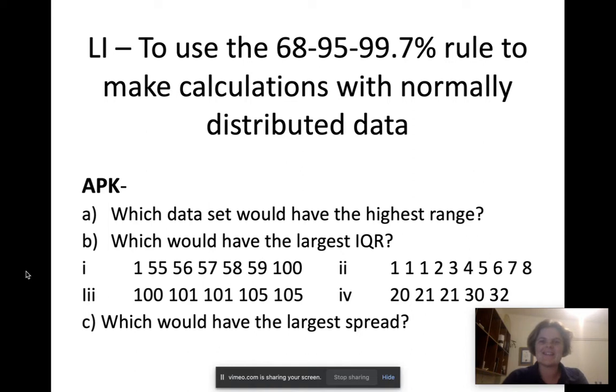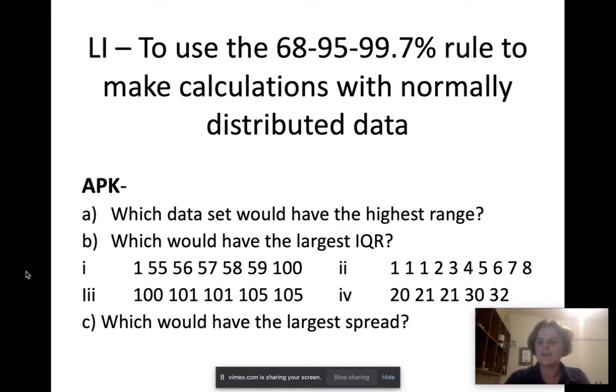Today our learning intention is to use the 68, 95, 99.7% rule to make calculations with normally distributed data. First I'll tell you what the normally distributed data is, and then we'll get into that rule.